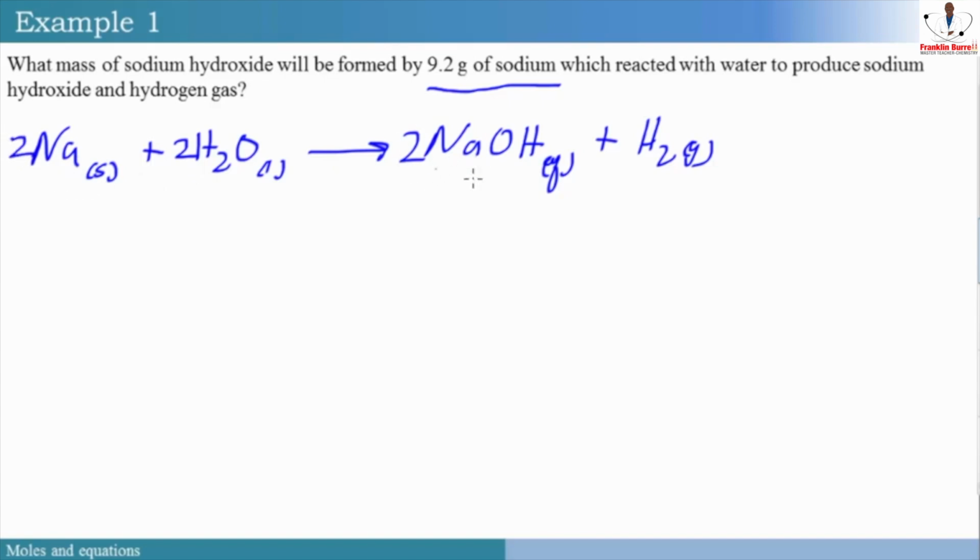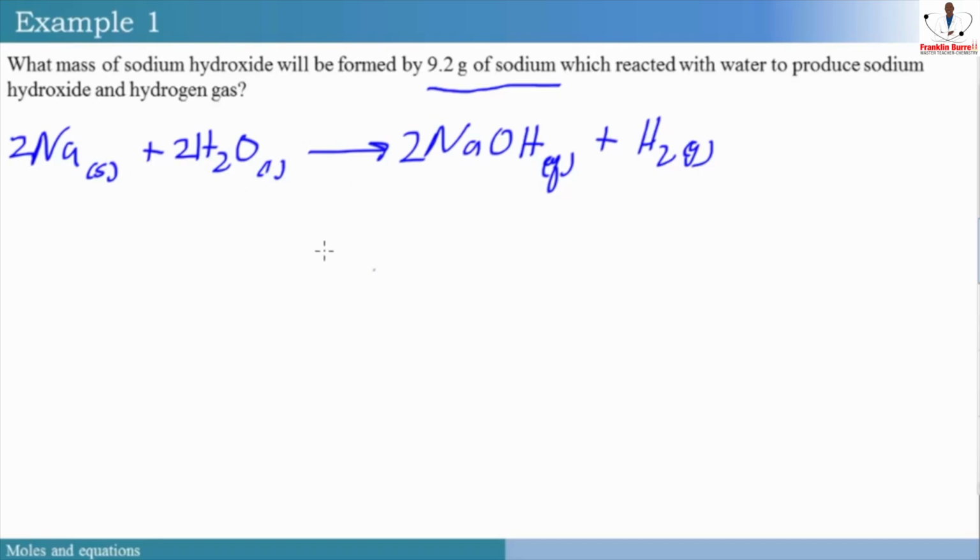Let's check to see if our equation is balanced. 2 sodium, 2 sodium. 2 oxygen, 2 oxygen. 2 hydrogen plus 2, 4. 2 2's, 4 hydrogen atoms. So our equation is completely balanced.